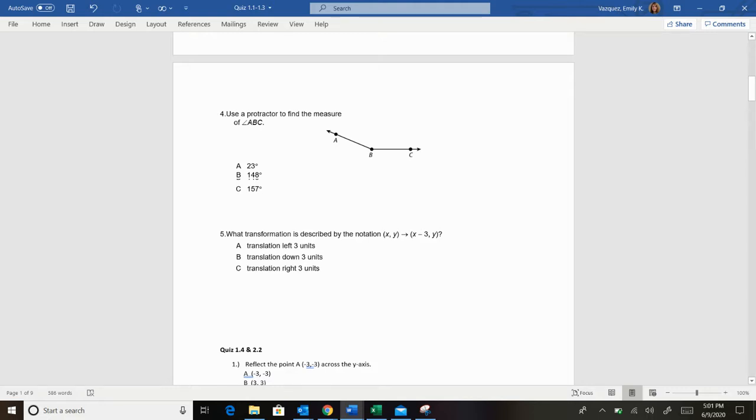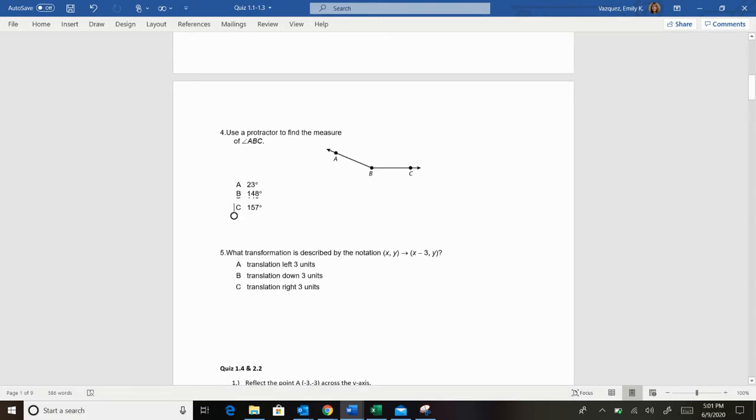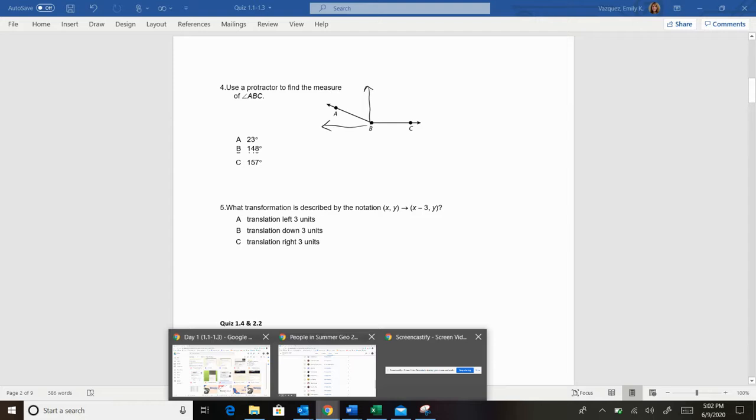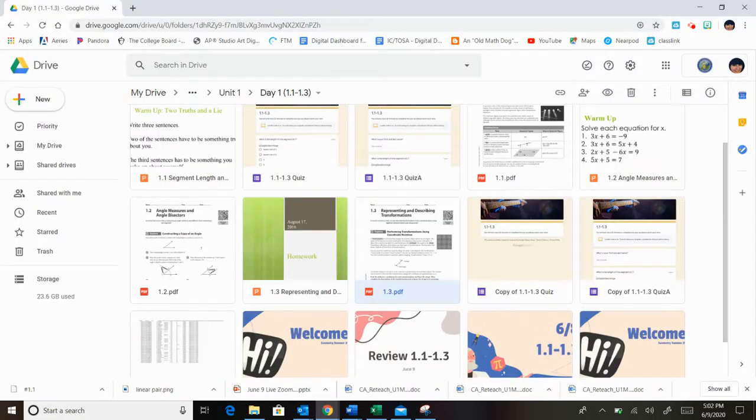For number 4, I know you guys had some questions where they asked you to use your protractor. I did an example of this in your guys' notes, and I told you just to estimate as closely as possible. I want to say your answers here were a little bit different too. I don't think I put 148 and 157 there, but it was basically going to be whatever's larger than 90, something between 90 and 180. So it would have been 157. I can look back and see what that question was. Let's double check.